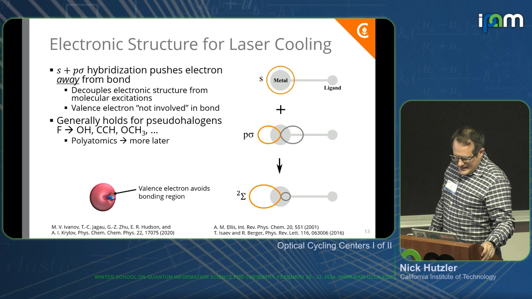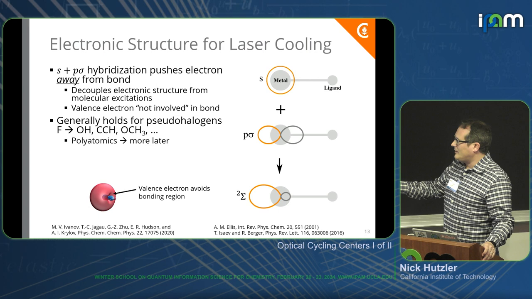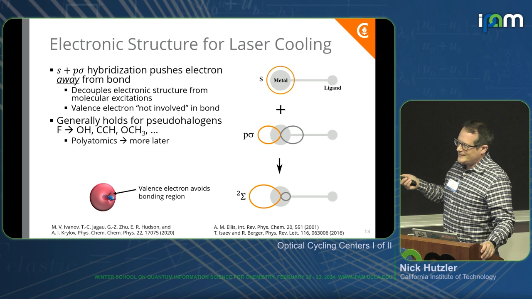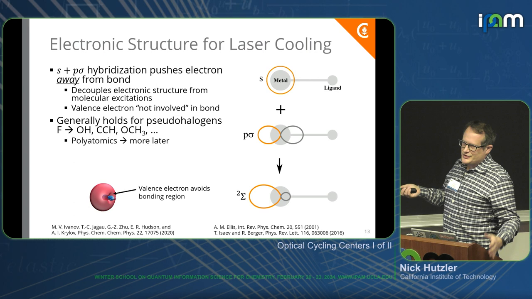And as I mentioned, we've mostly been talking about the metal. We haven't really been talking about the ligand, other than that it bonds and makes some ligand field. As long as the ligand looks similar to fluorine, or a pseudo-halogen like OH or CCH, this picture is still fairly valid, but with increasing levels of complication.